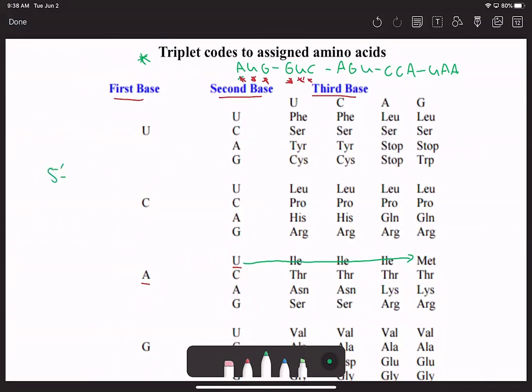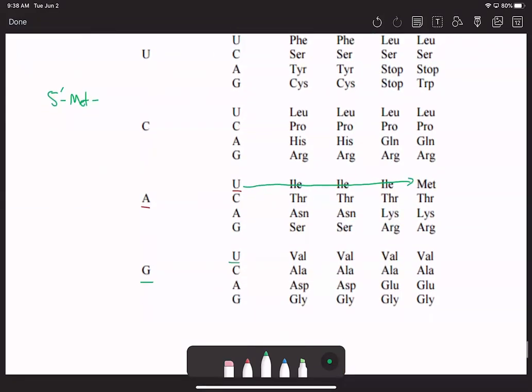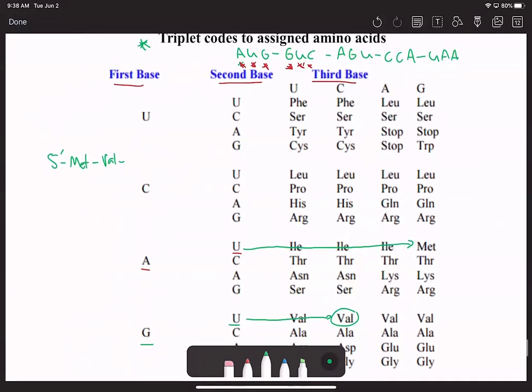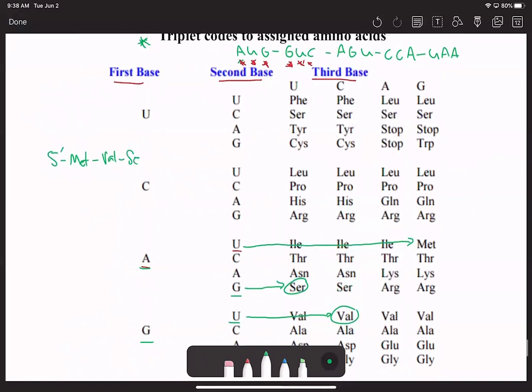We've got 5 prime, and we have methionine. The next one is GUC. GU, and I'm going to stop when I get to C, and we get valine. AGU. That is serine.